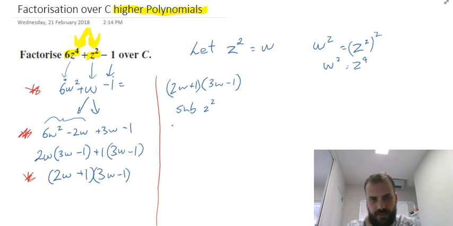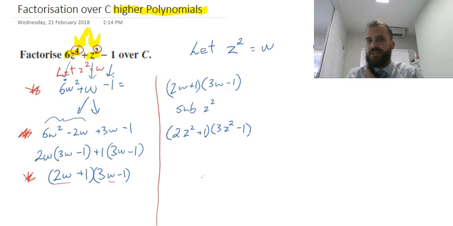So that's going to be (2z^2 + 1)(3z^2 - 1). Now it's at this stage that you really need to take a look. 2z^2 + 1 is not a difference of two squares, so it doesn't really work for us. 3z^2 - 1 is. But we can turn this into a difference of two squares by replacing this plus 1 with an imaginary number, with an i squared. Alright, let's do that.